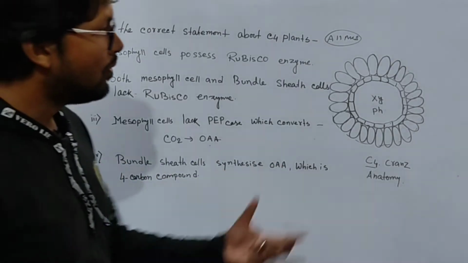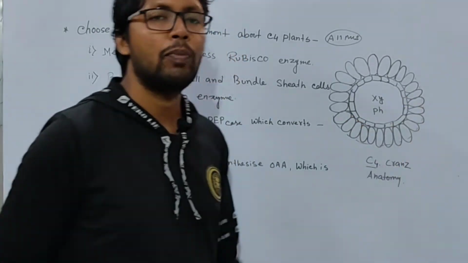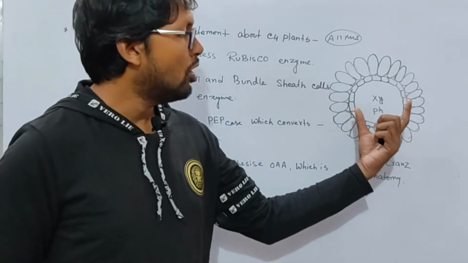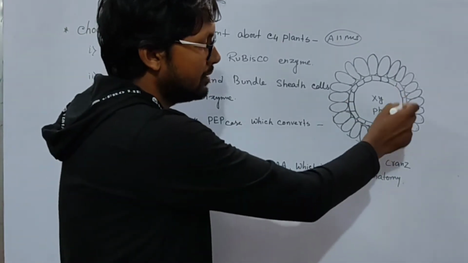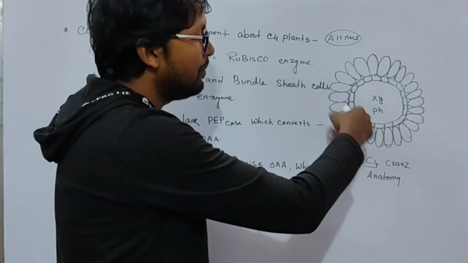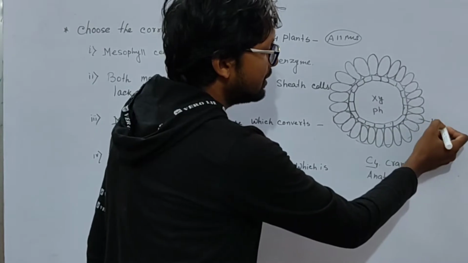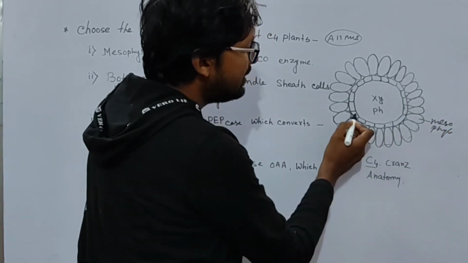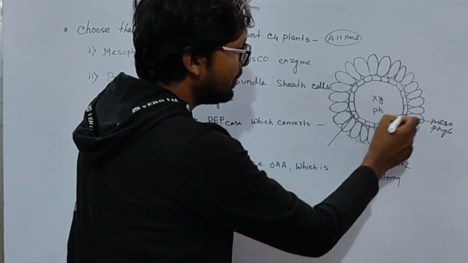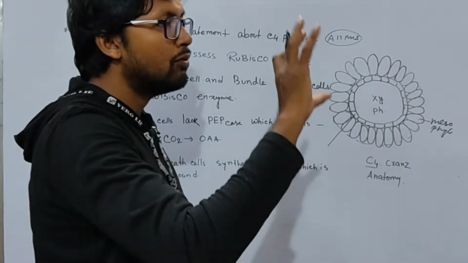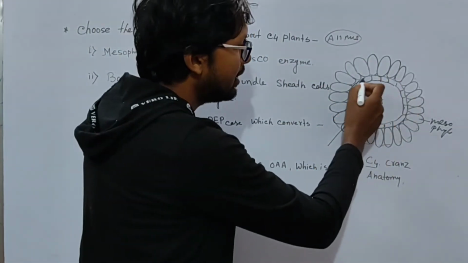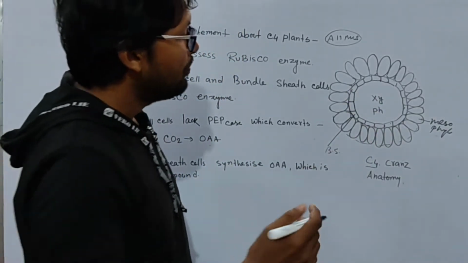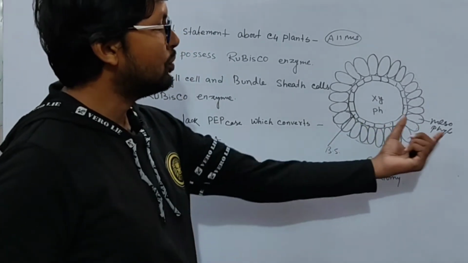Now here see what is actually the structure of C4 plants. Here is the Kranz anatomy, and the C4 plant is a little different. What happened here? The vascular bundles are covered by mesophyll cells. These are mesophyll cells, and this is a bundle cell. This is a vascular bundle, and covering the vascular bundle is one sheath type of cell. These round cells are bundle cells.